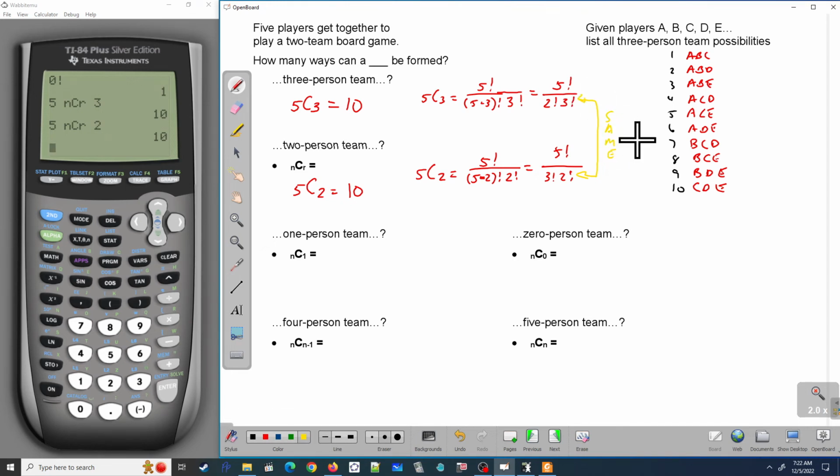And because they're the same, when I form a 3-person team and I essentially make that group, I have also just made a group of 2 players. I have made a group of the DE team because that's all that's left for the other team. I've made a CE team. I've made a CD team. Here I make a BE team. I make a BD team. Here I have a BC team. Here I have an AE team. I have an AD team, an AC team, and finally an AB team.